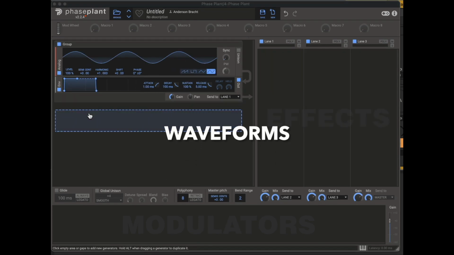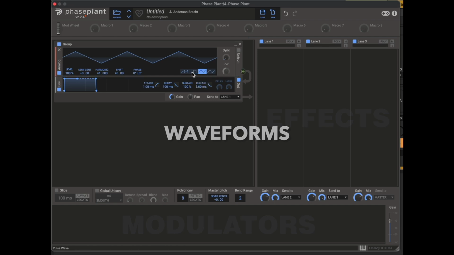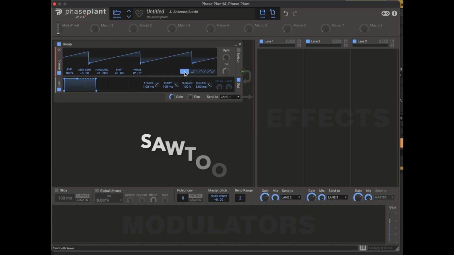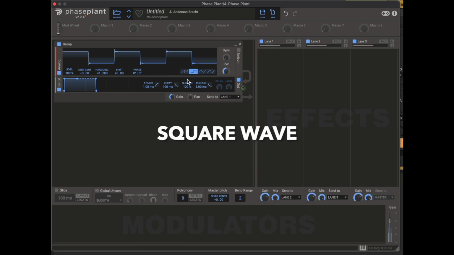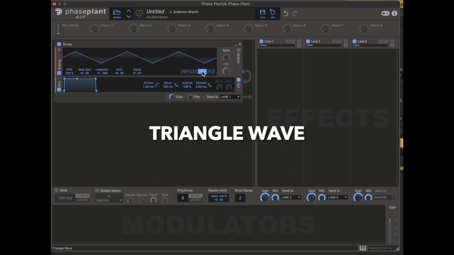With Phase Plant's analog oscillator, you have the choice of 4 different classic oscillating waveforms: a sawtooth waveform, a square or pulse waveform, a triangle waveform, and a sine wave.